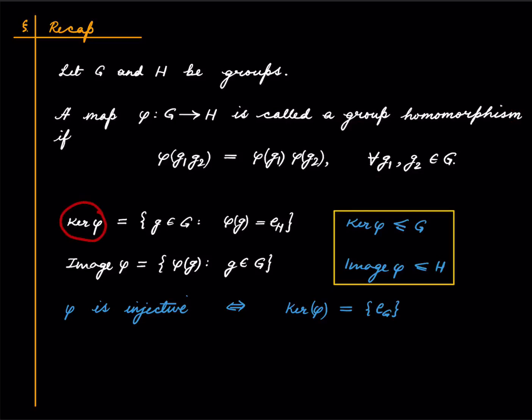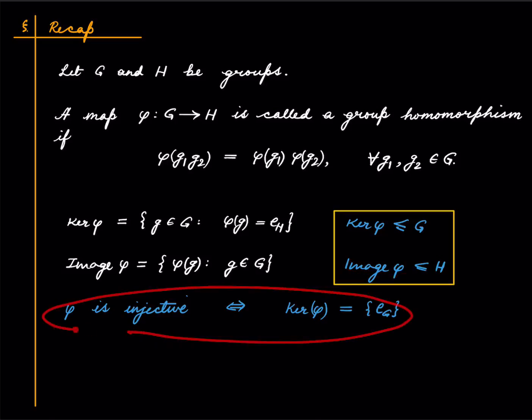We define the kernel of a group homomorphism as the set of all those elements of G which map to the identity of H. The image of phi is, well, exactly the image of phi. It's a set-theoretic concept, not a group theoretic concept. And we saw that kernel and image are subgroups of the respective groups. So kernel phi is a subset of G, but it is a subgroup of G, and image phi is a subset of H, but it is actually a subgroup of H.